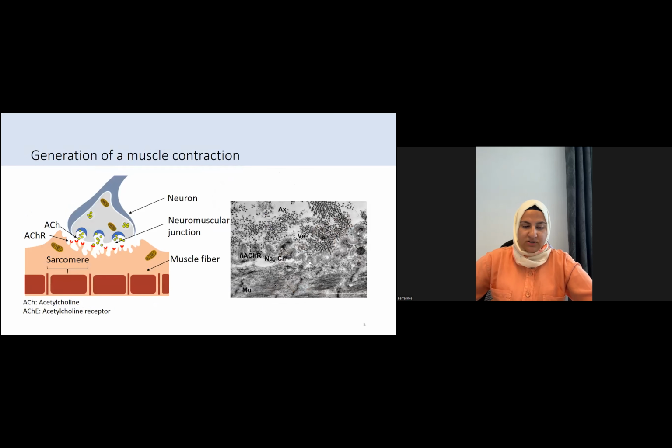But first, I want to just explain shortly how a muscle contraction takes place. When an alpha motor neuron is depolarized, it releases acetylcholine into the synaptic cleft. These acetylcholine molecules bind to the acetylcholine receptor on the sarcomere, and then they lead to opening of these receptors, which leads to an action potential, which then leads to muscle contraction.